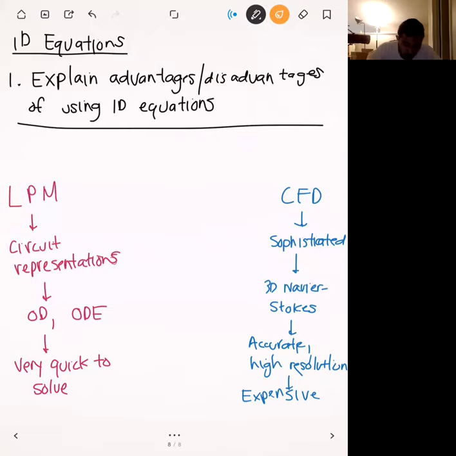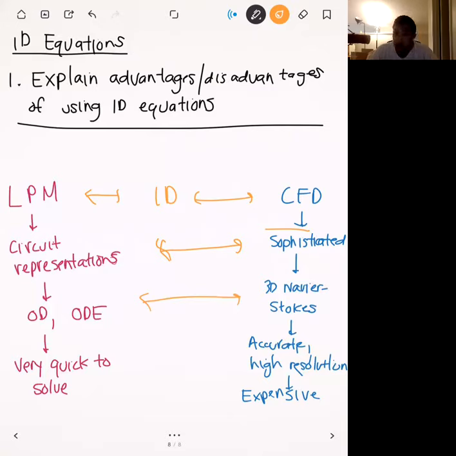And so the nice thing about the 1D equations is that they sit right in the middle of both of these guys, okay? And they represent the best of both worlds a little bit, although not being as good as either one. Okay, and so 1D equations, they're not as simple as circuits, but they're not as sophisticated as full Navier-Stokes. Okay. They're equations. They're PDEs, but they're not nearly as complicated as Navier-Stokes.